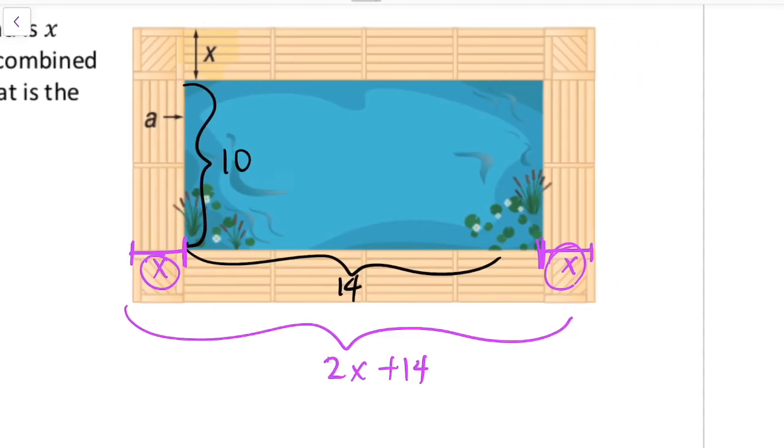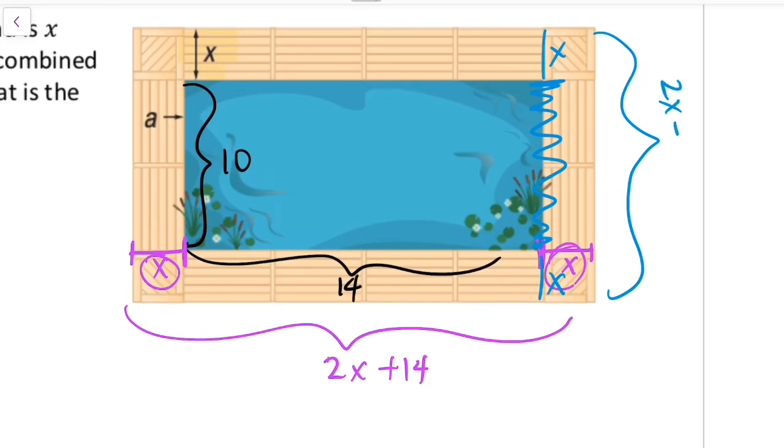The entire width is going to do the same thing. Well, if it is 10 from there to there, we add on a border of x in this direction and in this direction. Well, that's going to be 2x plus the 10 that was already there. And we can solve from here.